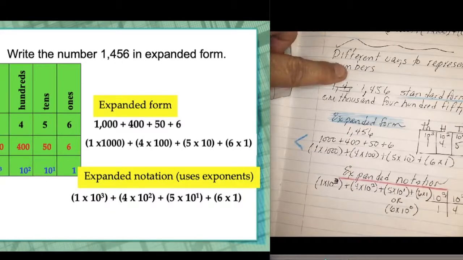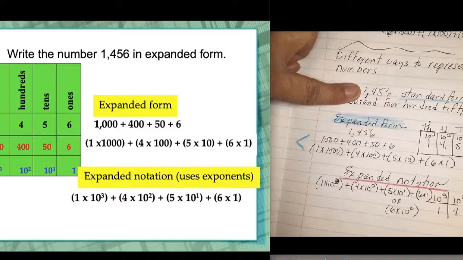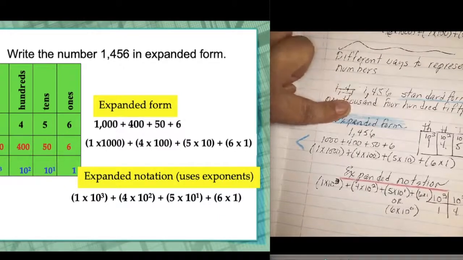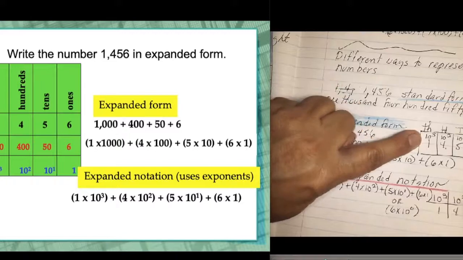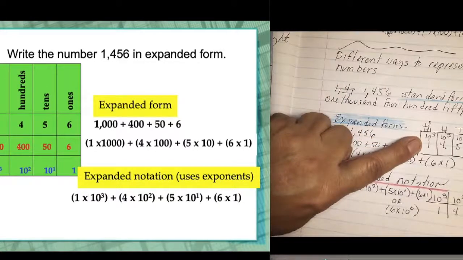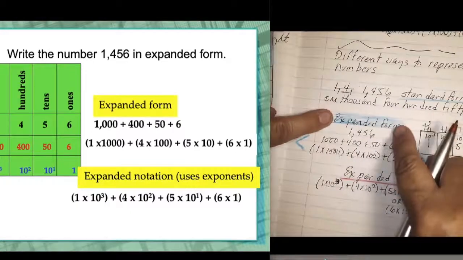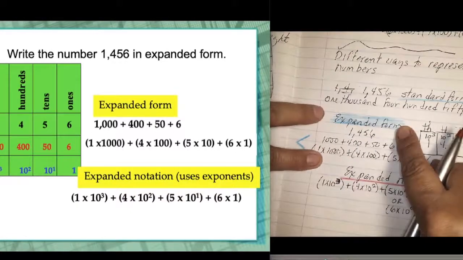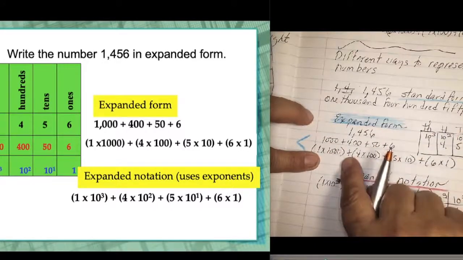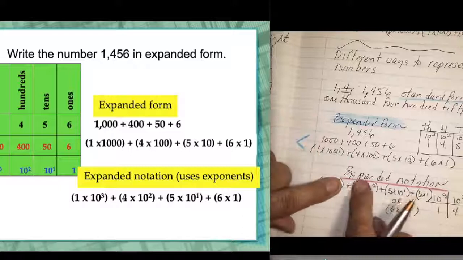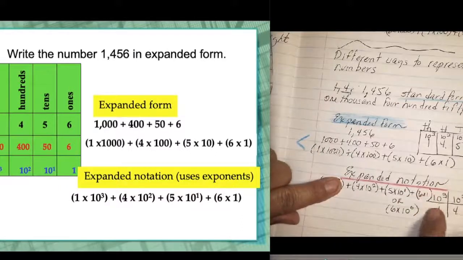So here we have 1,456, which is standard form. We can spell it out in words, which would be my word form. We can set up a place value chart, which is this one right here. I put the digits in the correct place. We said there were 2 forms of expanded form, one with a plus sign, one that has a multiplication and a plus sign, and then expanded notation, which is our exponents.